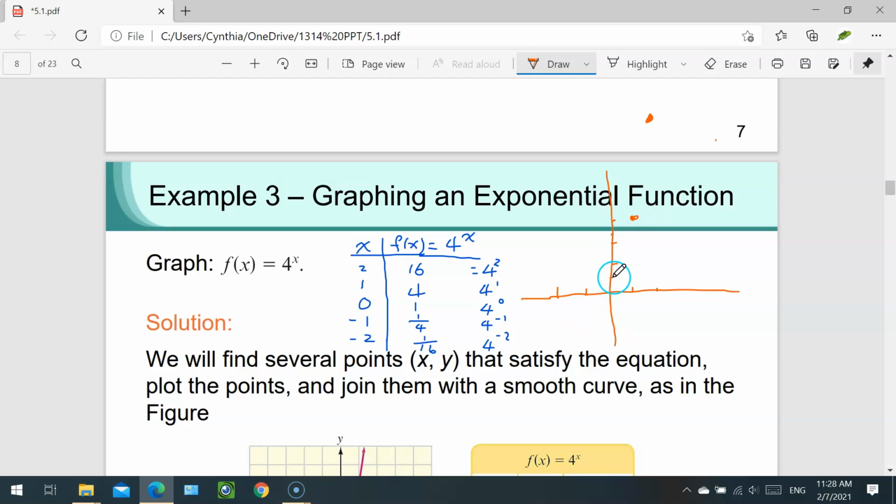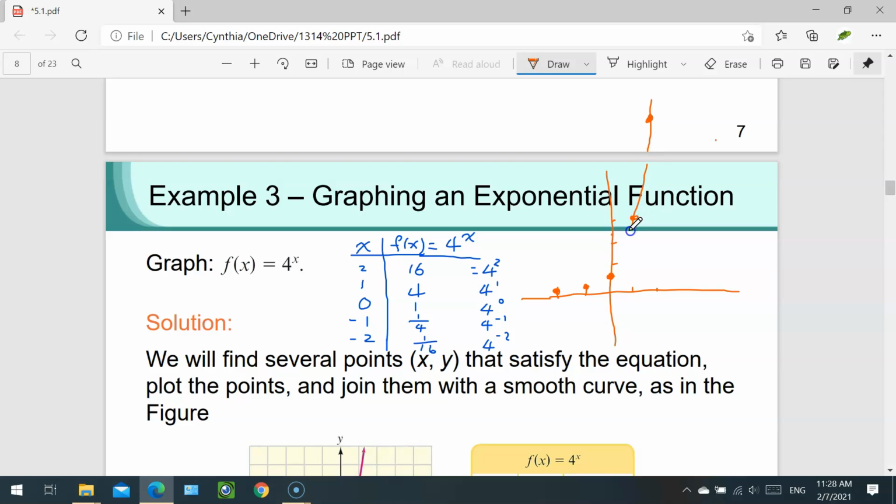0, 1. -1, 1 over 4. -2, 1 over 16. So now combine all the dots together.